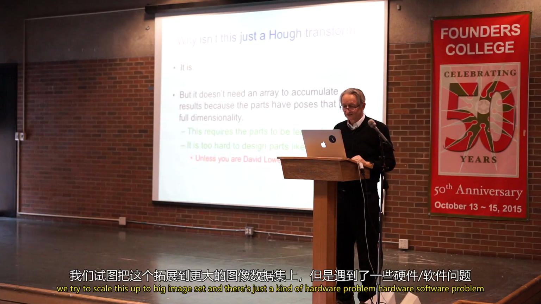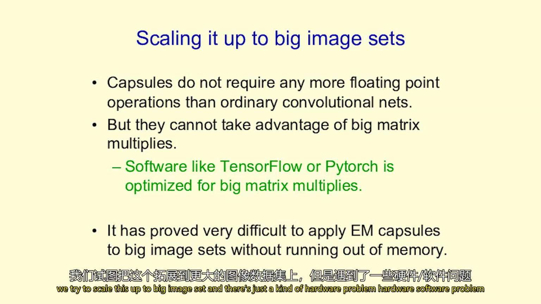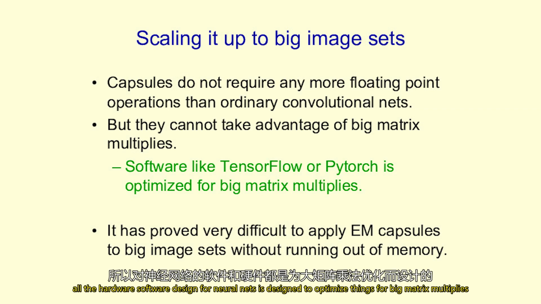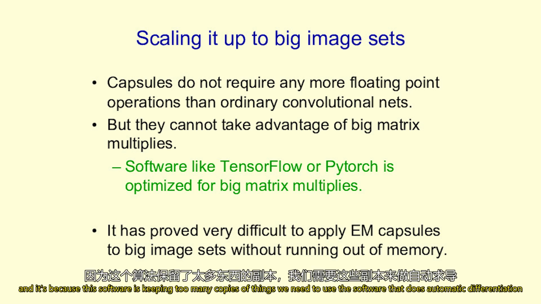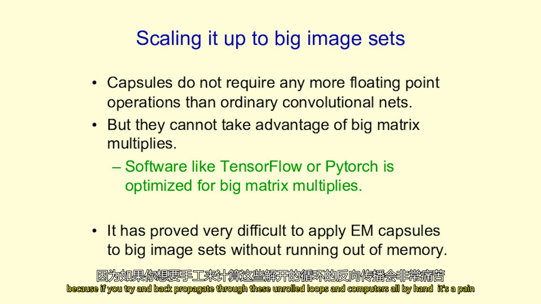I enjoy saying that. We tried to scale this up to big image sets, and there's just a kind of hardware and software problem. All the hardware and software designed for neural nets is designed to optimize things for big matrix multiplies. And when we try and scale it up, we just run out of memory right away. It's because this software is keeping too many copies of things. We need to use the software that does automatic differentiation, because if you try and backpropagate through these unrolled loops and compute it all by hand, it's a pain.